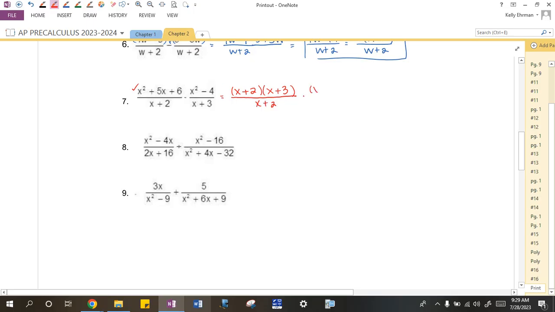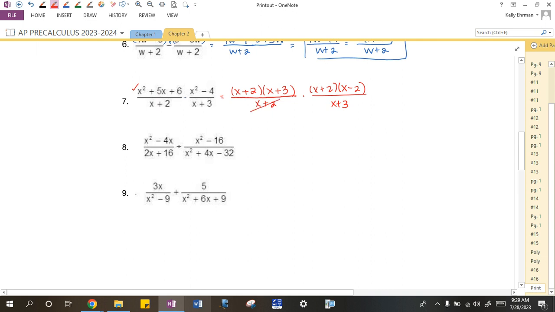Difference of squares. Remember, we do not need a common denominator to just multiply fractions together. If I say what's 1/2 times 1/3, the answer is 1/6. You do not set up a common denominator.